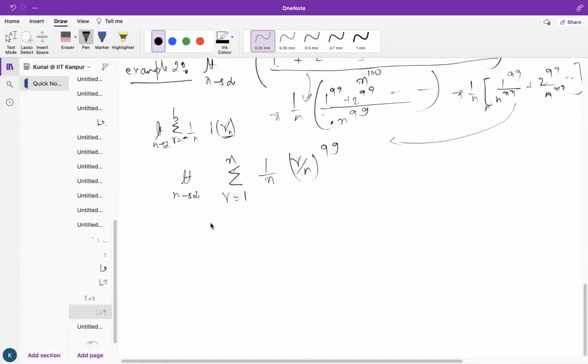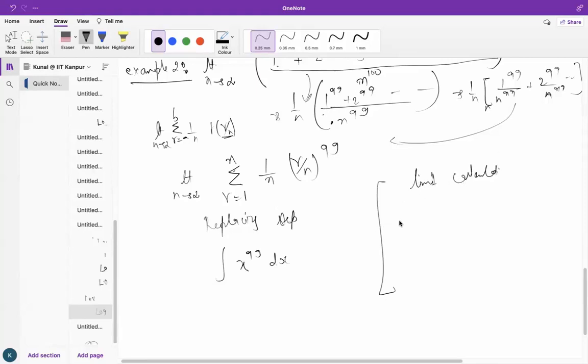Now it's time to replace. It's a replacing step. So I replace r by n with x, so x to the power 99, 1 by n with dx, and summation with integration. Now it's time for the limit calculation.